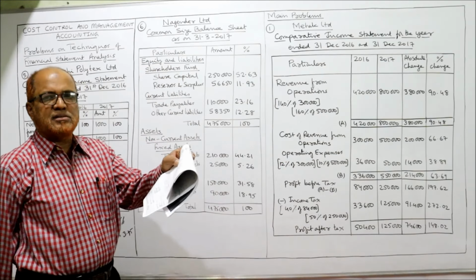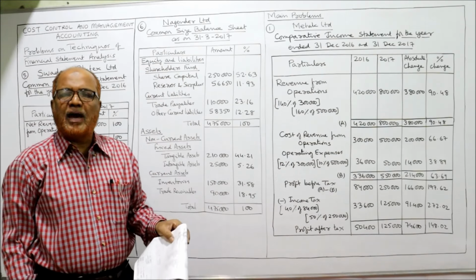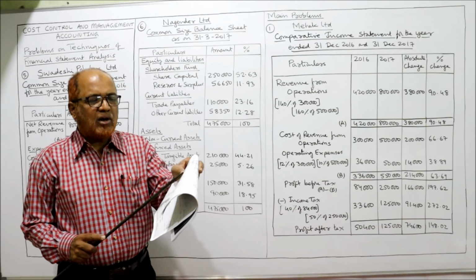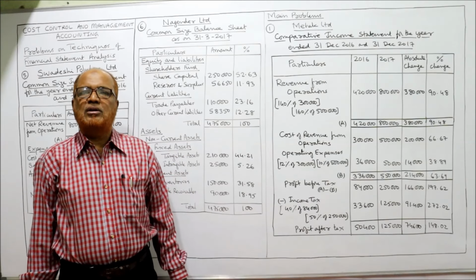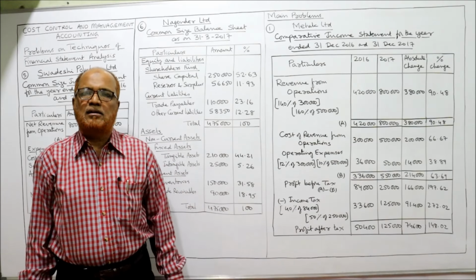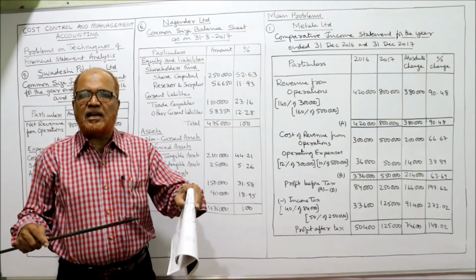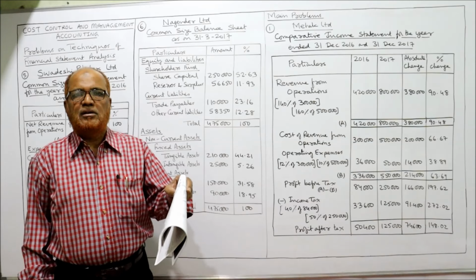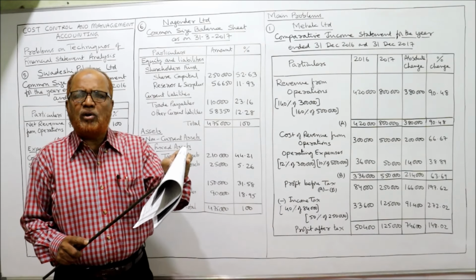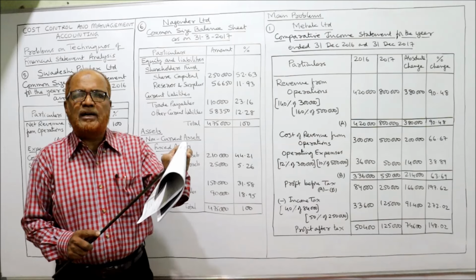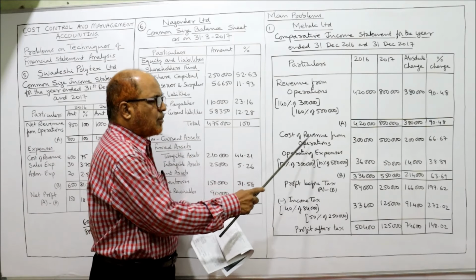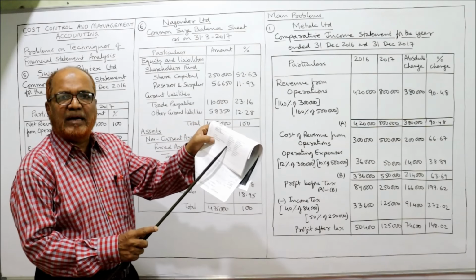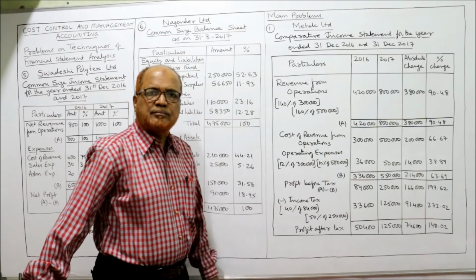Now we'll come to expenses. Purchases are given. Actually, we don't require purchases because purchases are included in cost of revenue from operations. When cost of sales is given, cost of sales includes purchases. So just ignore purchases. Cost of revenue from operations we will take. Last year how much? 3 lakh. And current year how much? 5 lakh.